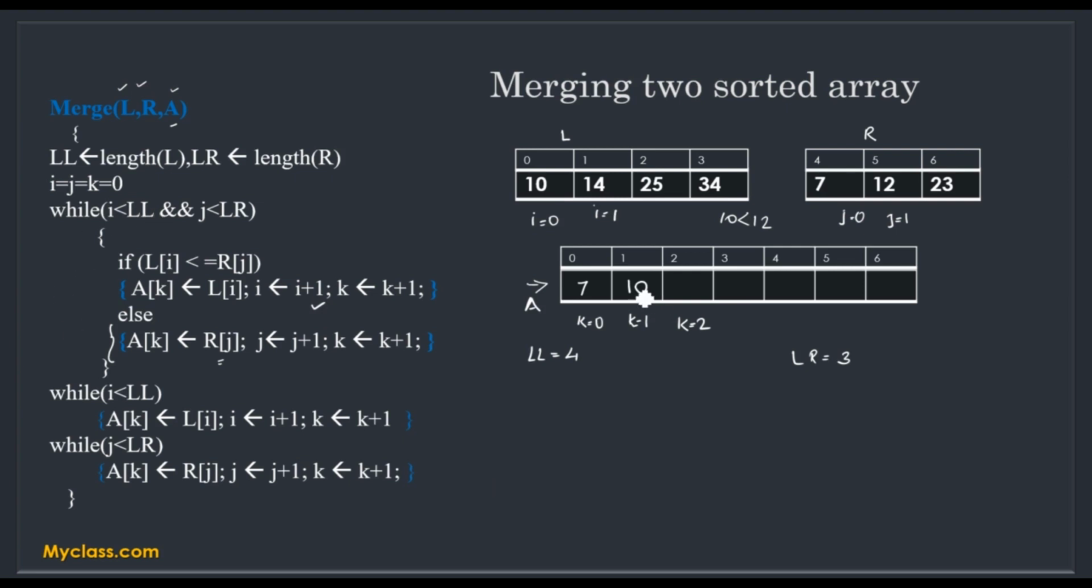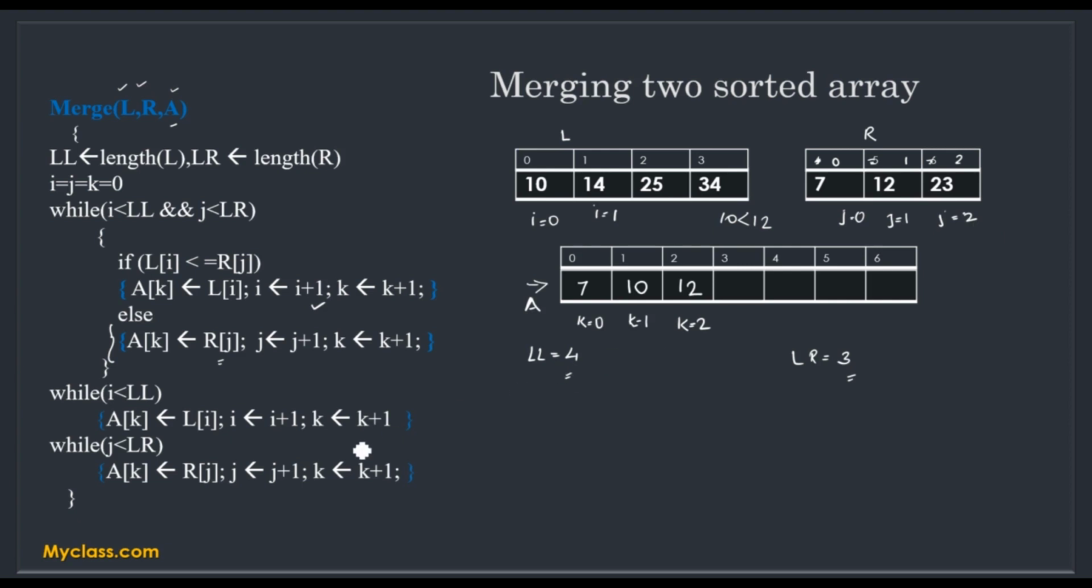Next we are checking again. Here also I is less than 4 and J is less than 3. So we are again checking L of I, 14, is less than or equal to R of J. R of J is 12 now. 14 is not less than 12, so we are inserting 12 now. The else part is working, so we are incrementing J. Now J equal to 2.